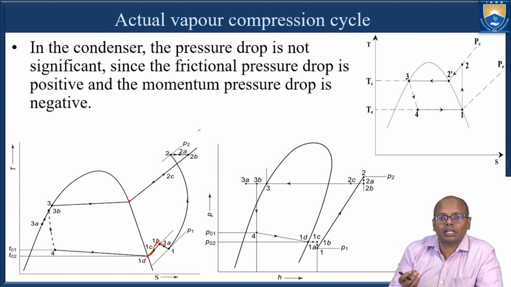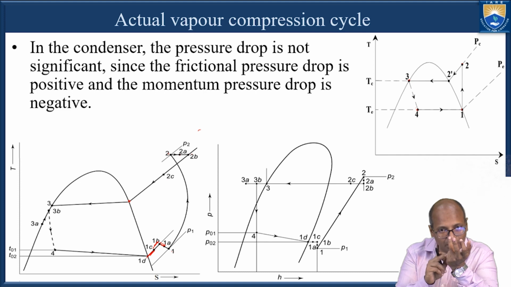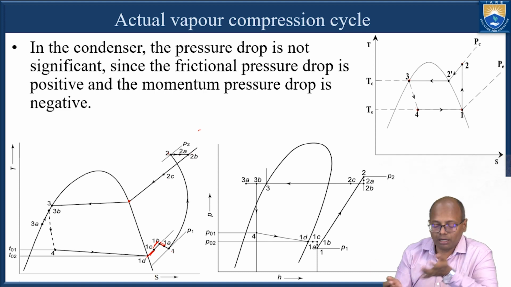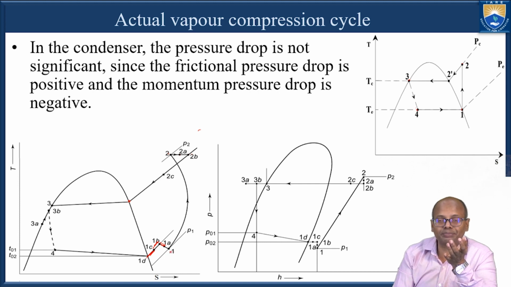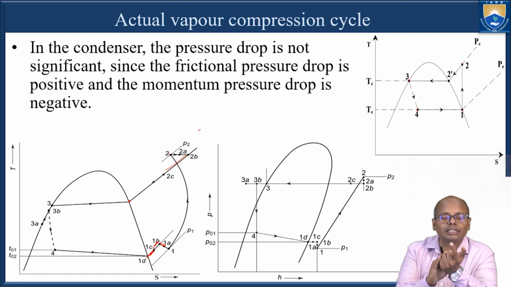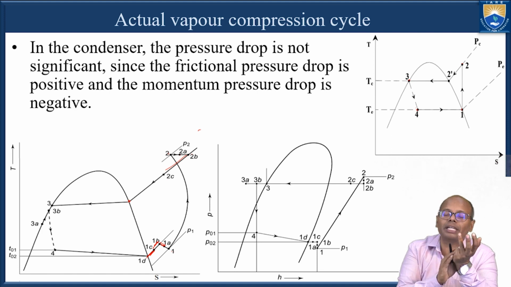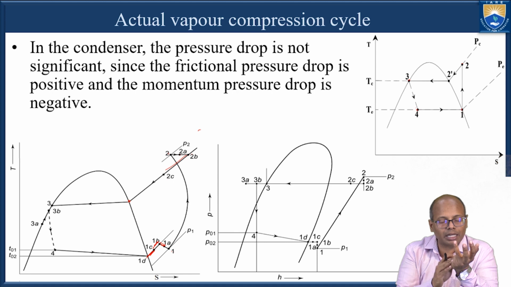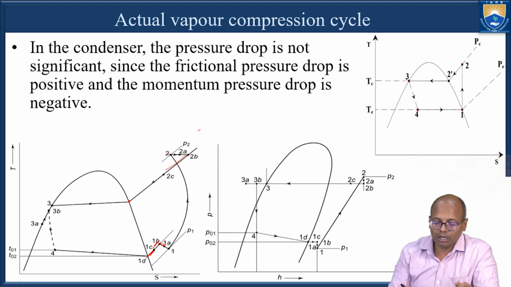temperature reduction. So in the discharge line we have pressure drop as well as reduction in temperature. In the suction line we have superheating and pressure drop. In the delivery line or the discharge line we have desuperheating, or reduction in temperature, as well as pressure drop. Now coming to the condenser.